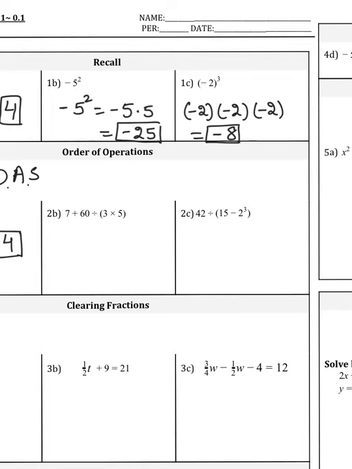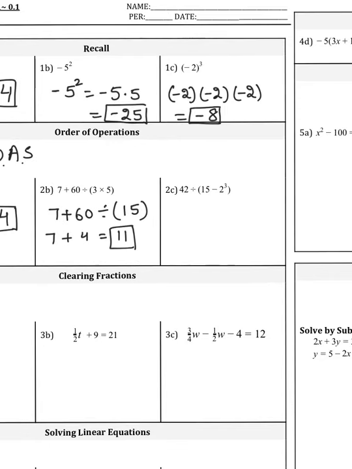Next is 2b, where you're going to first do the parentheses. 3 times 5 is 15. And 60 divided by 15 is 4. And 7 plus 4 is 11.